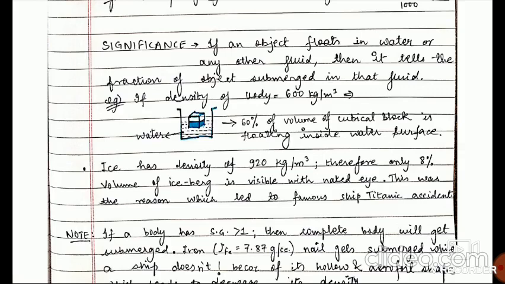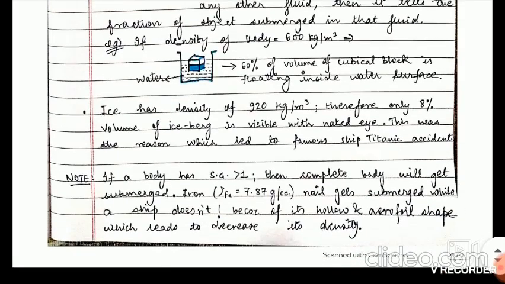That was the case which happened with the driver of the Titanic ship. He was unable to judge that an iceberg was coming in the way of the ship, and unfortunately it sank after striking it. So if a body has specific gravity greater than 1, then it will be completely submerged. That's why the iron nail, which has a specific gravity of 7.87, gets submerged while a ship does not.